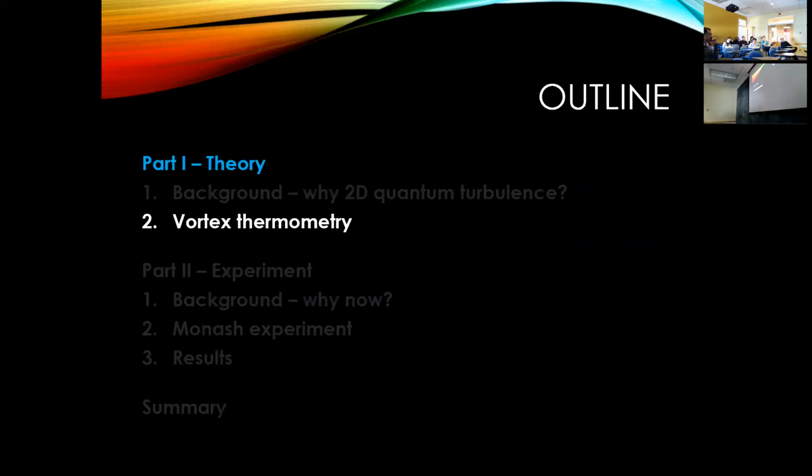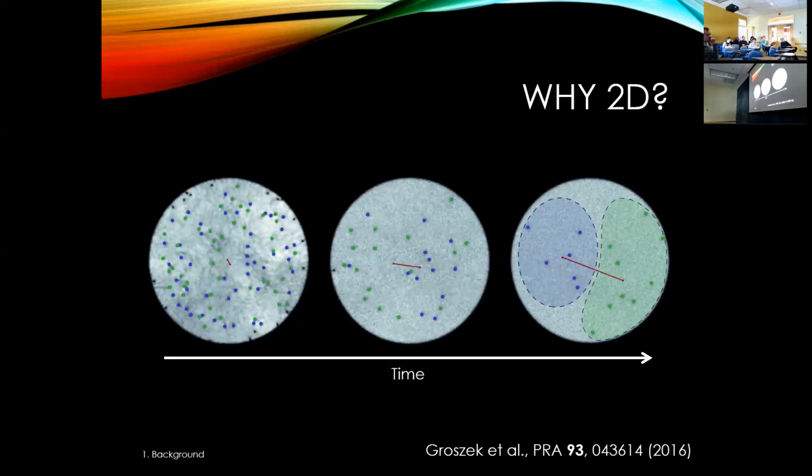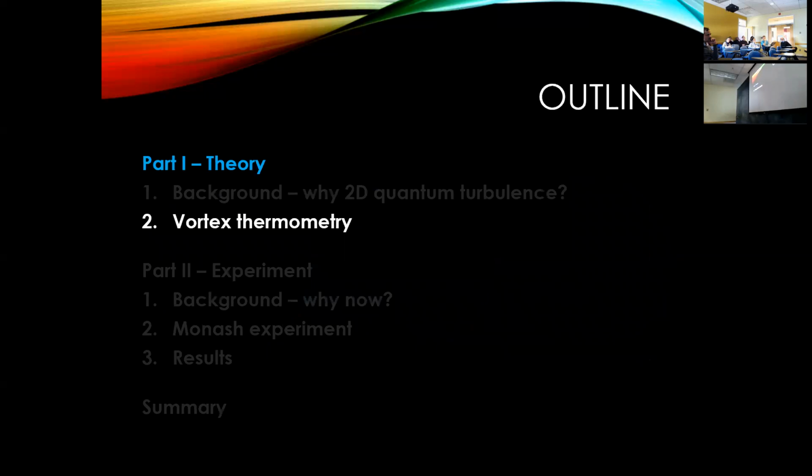So there are long-range interactions between the vortices? Yes, the velocity field of each vortex drops as 1 over r. That's what drives the dynamics here. They push each other around. So moving on to some results.